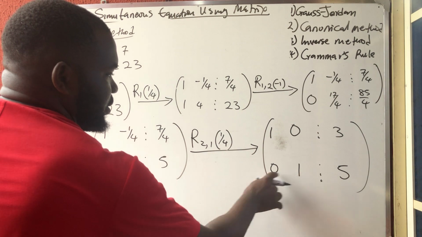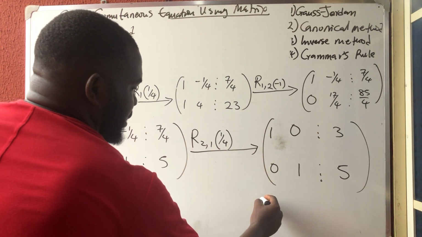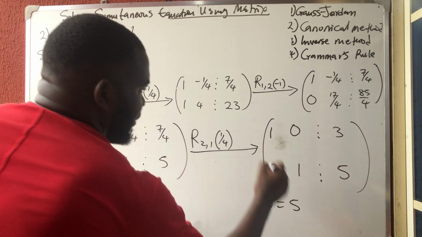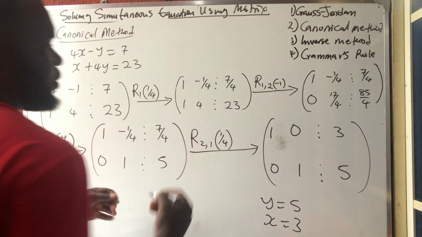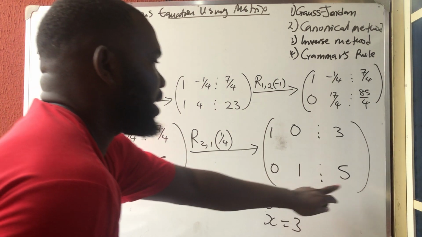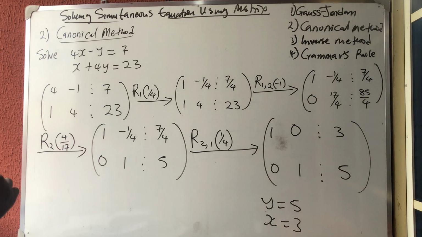You are seeing that this is 0, x and y. Automatically you are getting that what? Y is what? 5. This is x and y. You are getting that what? X is what? 3. So x is 3 and y is 5. As simple as that.